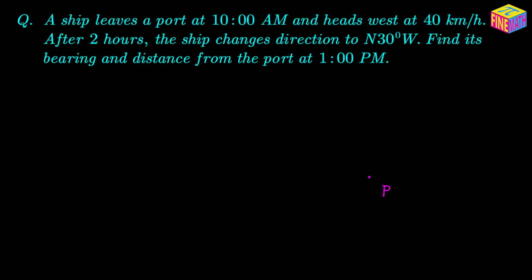Let's suppose this is the port, point P, that is where the port is, and the ship left this port and went straight to the west. Suppose this is the path it covered in those 2 hours, and let's suppose Q is the point where the ship changed its direction at noon, which is 2 hours after 10 o'clock, right? That will be noon. And after changing the direction, let's suppose that this is the distance that the ship traveled in the next 1 hour. The speed has not changed, it's still 40 km per hour. It just simply changed the direction, and now it headed kind of north 30 degree west.